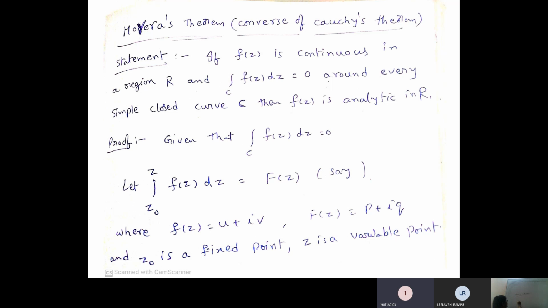If f of z is analytic within C and at every point on the C, then integral over C f of z dz equal to 0. This is Cauchy's theorem. Now the converse means if integral over C f of z dz equal to 0, then f of z is analytic. Now we have to prove that f of z is analytic. Now look at the statement. If f of z is continuous in a region R and integral over C f of z dz equal to 0 around every simple closed curve C, then f of z is analytic in R. So we have to prove that f of z is analytic.